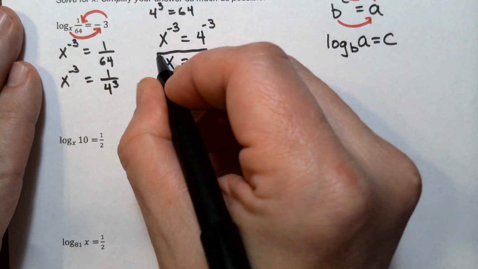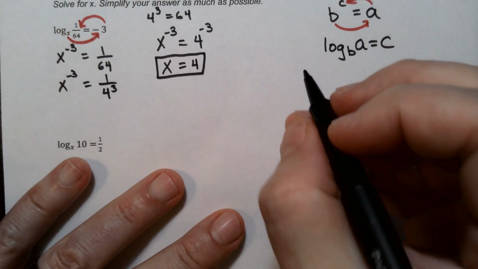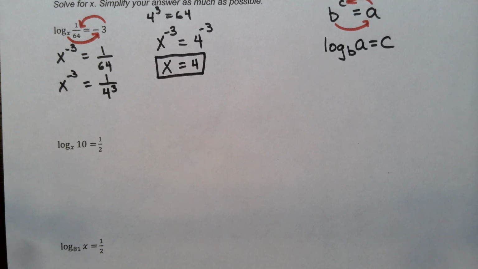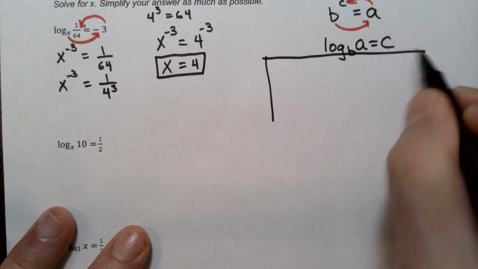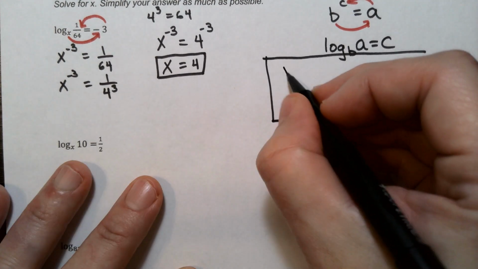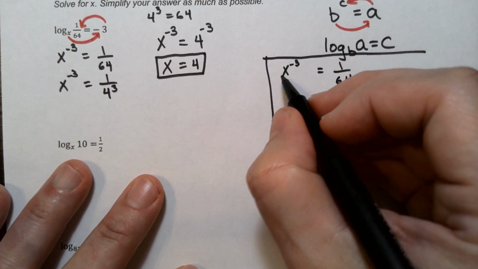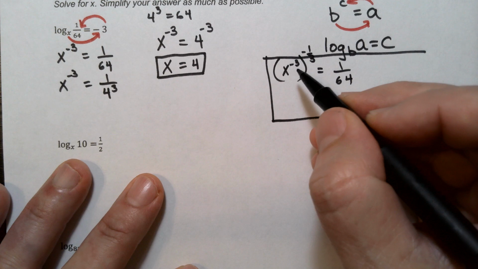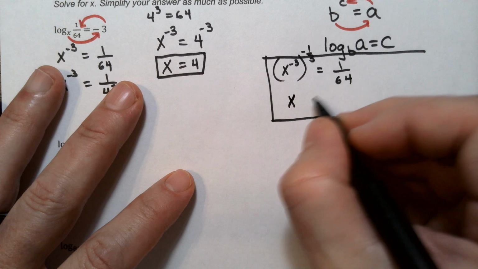Another way of doing this is that you could raise both sides to the -1/3. Let me do that over here to the side. If I have x to the -3 equals 1 over 64, and I raise this to the -1/3 power, remember, you multiply exponents here. So if I multiply -3 times -1/3, I end up getting just x to the 1, or just x.